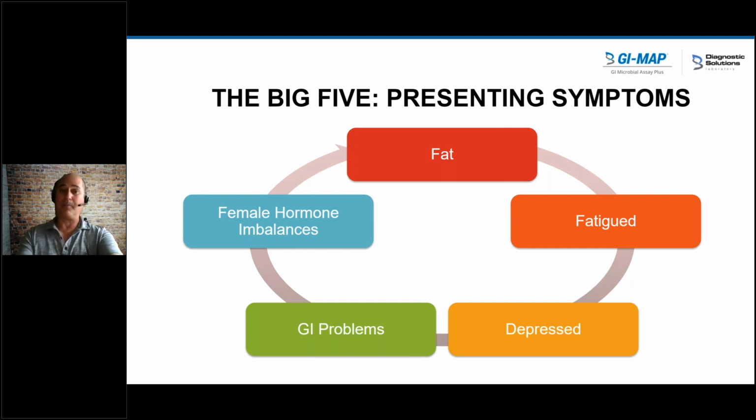And I put GI problems 4th, right? My list goes fat, fatigue, depressed. We're not even to the GI problems yet. GI problems are 4th in my list of what problems occur when people have GI issues, and then female hormones. For people that have GI problems, weight gain, fatigue, and depression happen a lot. GI problems happen somewhat, but you get more people who are fat, fatigued, and depressed that have GI imbalances than people who actually have GI imbalances that have GI symptoms, if that makes sense. So the GI symptoms are low on the list, is the point. And that's why you should test.